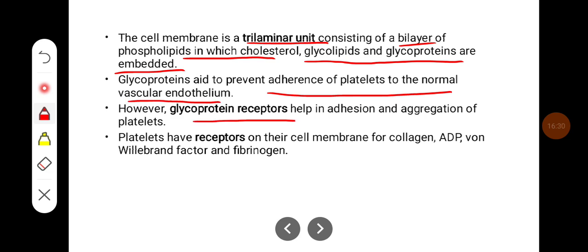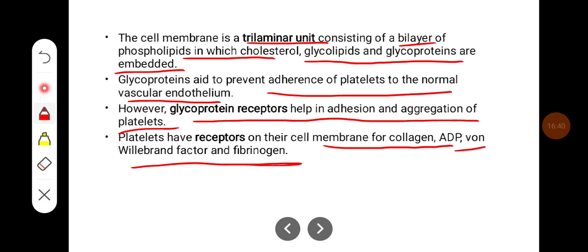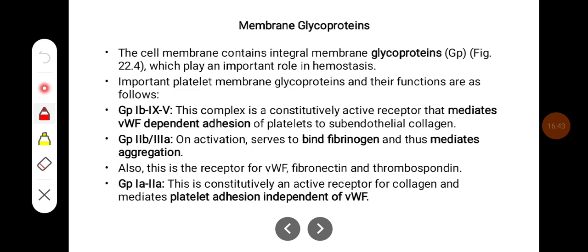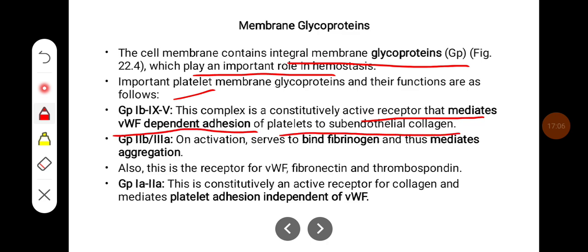However, glycoprotein receptors help in adhesion and aggregation of platelets. Platelets have receptors on their cell membrane for collagen, ADP, von Willebrand factor, and fibrinogen. The membrane contains integral membrane glycoproteins, which may play an important role in hemostasis. Important platelet membrane glycoproteins and their functions are as follows. Glycoprotein 1b-9 and V: this complex is a constitutively active receptor that mediates von Willebrand factor dependent adhesion of platelets to subendothelial collagen.